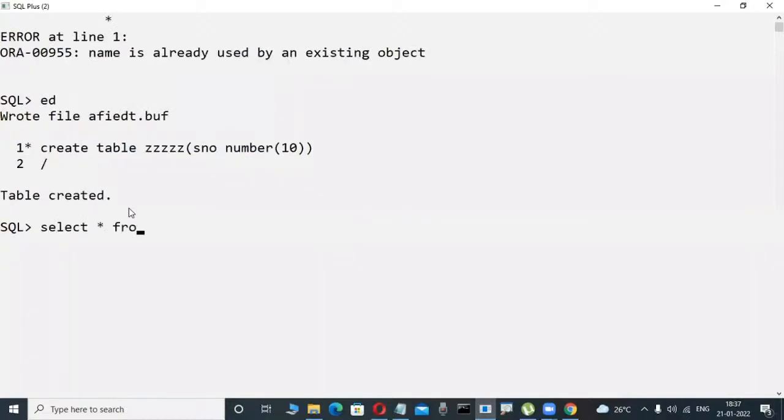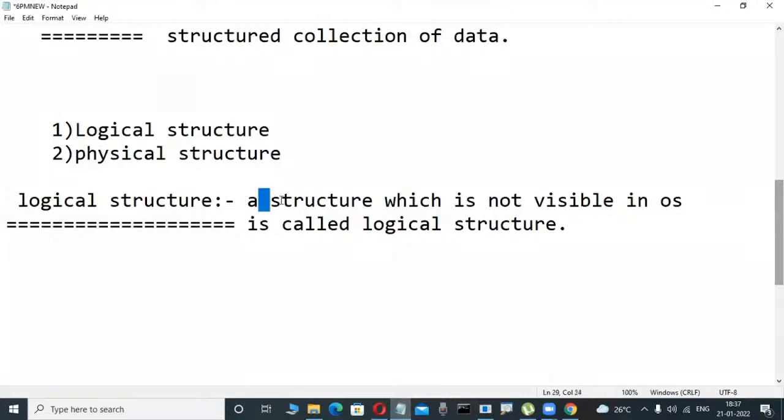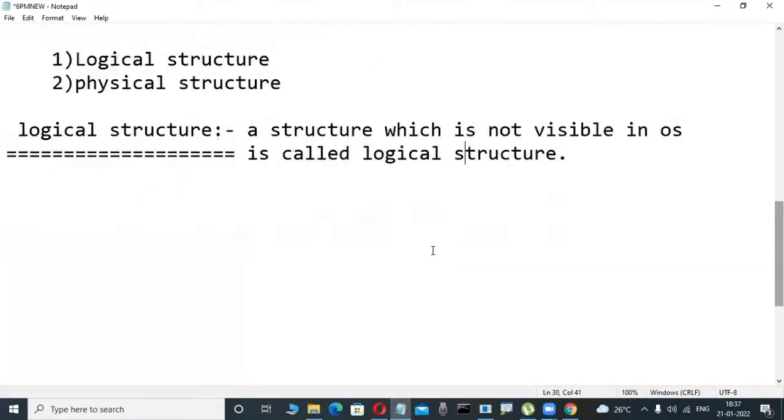Okay, so now those tables are visible where? In a database. And they are not visible where? In your C drive, D drive like that. That's why a structure which is not visible in the operating system is called a logical structure. But in this logical structure only, developers are working.